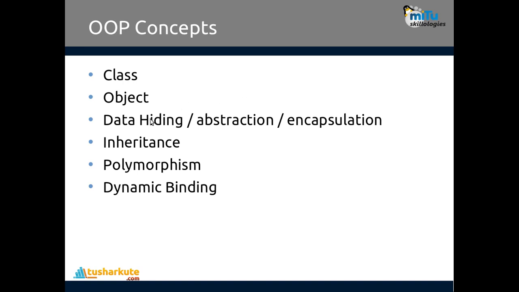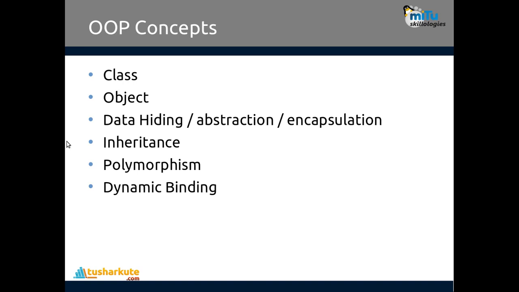Now data hiding, abstraction, encapsulation. Different developers and different book authors use different names, but their intention is common. Hiding is equal to abstraction, almost equal to encapsulation. It means that the data declared inside the class or object cannot be extended or used outside of the class. So it is hidden from the external world. This is one of the main properties that it contains.